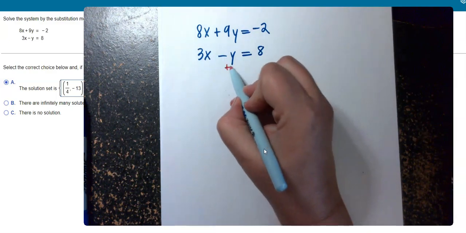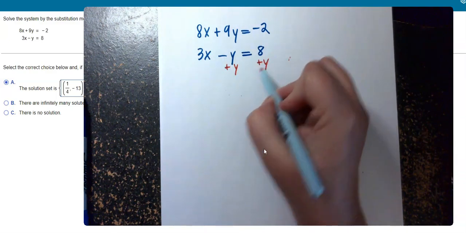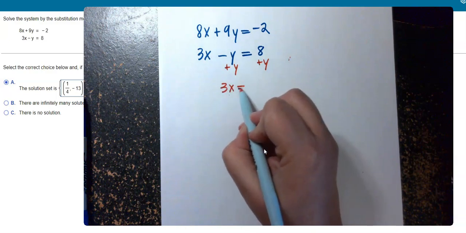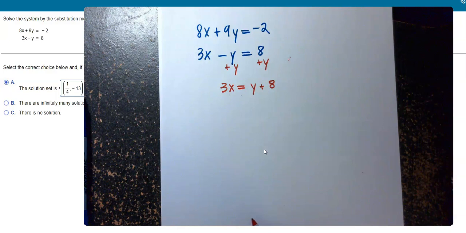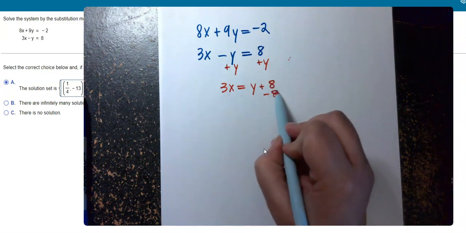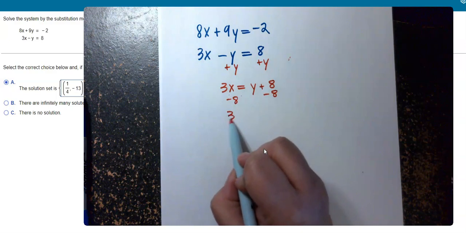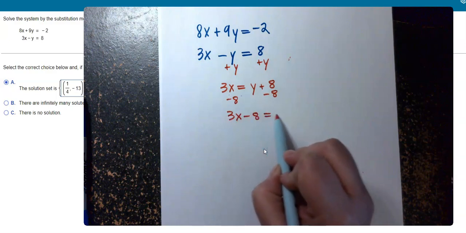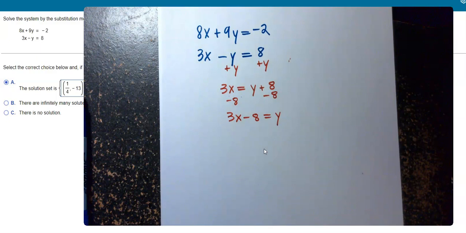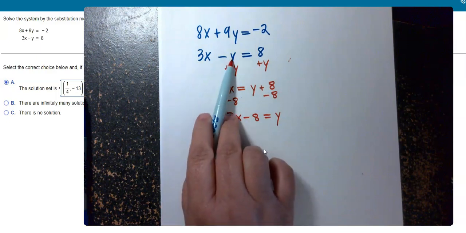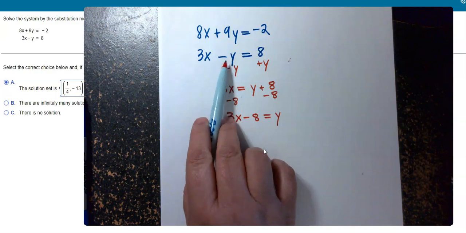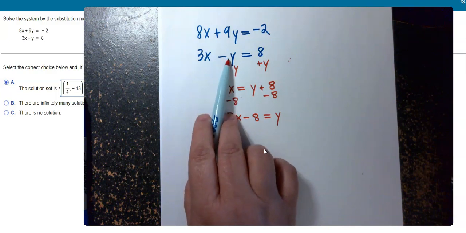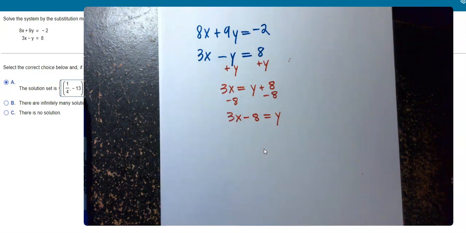If I move this y over to the other side, and I'm going to call that y plus 8. It's the same as 8 plus y. And then subtract 8. Now I have y alone on one side. So that was just the easiest one to get alone. The easiest variable to get alone on one side of the equation will always be one that doesn't have a number in front of it. If you have one that has just a 1 in front, or a -1 in this case, that's going to be the easiest one to get alone.